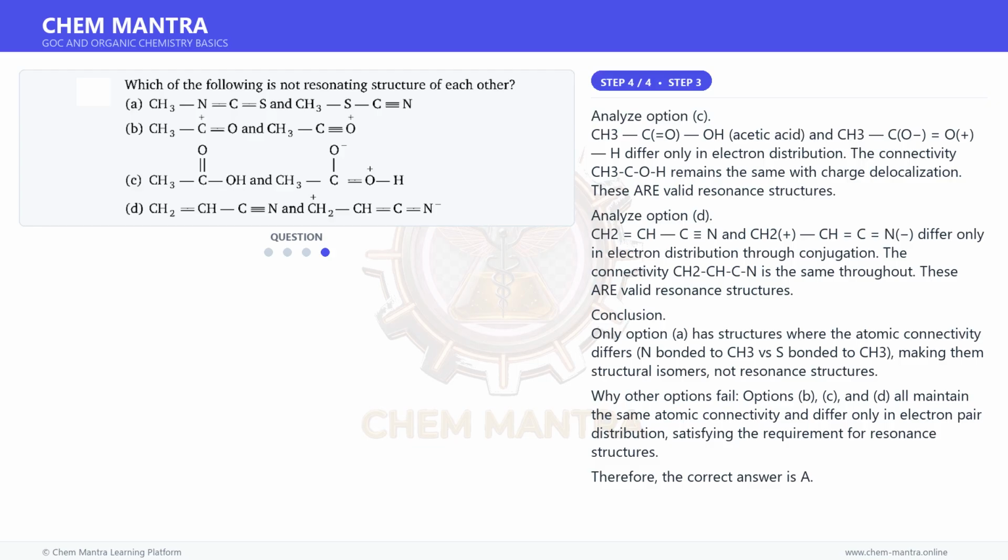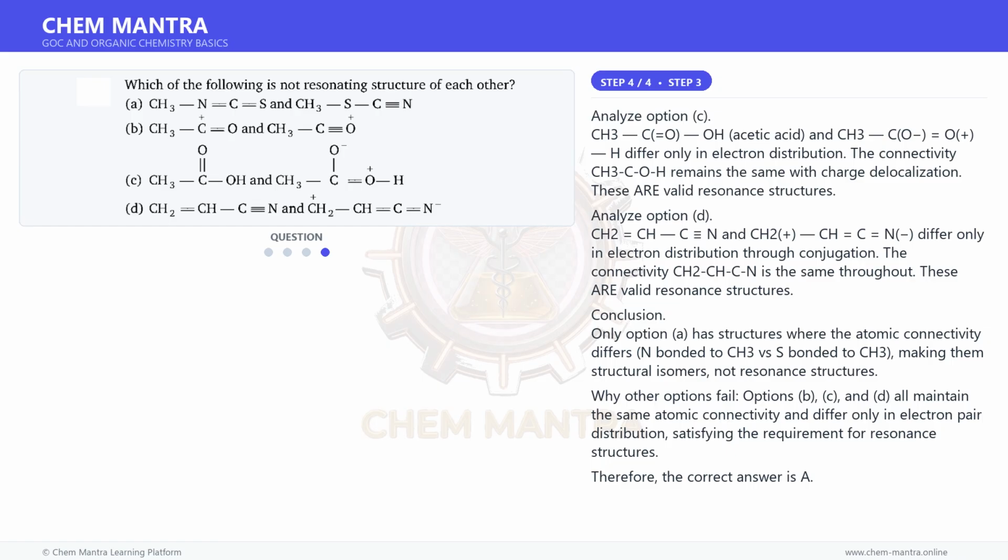CH3C=O, or acetic acid, and CH3C=O+H differ only in electron distribution. The connectivity CH3COH remains the same with charge delocalization. These are valid resonance structures.